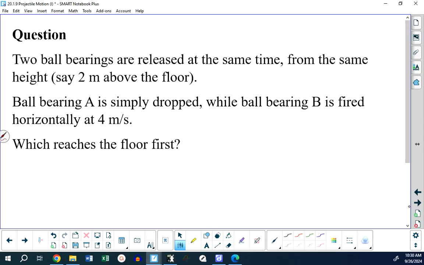32. 2 ball bearings are released at the same time from the same height, say 2 meters above the floor. One is dropped and the other is fired horizontally. We talked about this yesterday. The answer to this question is they reached the ground at the same time. I showed that to you as a demonstration. They both take the same time.